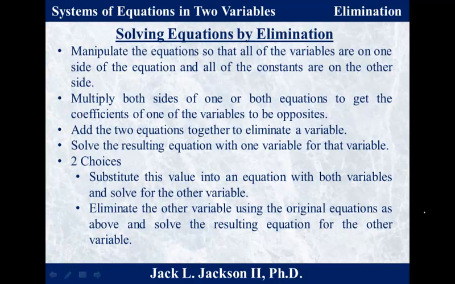So what do we do when we solve by elimination? We manipulate the equation so that all the variables are on one side of the equation, all the constants are on the other side. We do that first. Then we multiply both sides of one or both of the equations by a non-zero constant, to get the coefficients of one of the variables to be opposites. Then we add the two equations together to eliminate that variable. We solve the resulting equation with one variable for that variable that's left.